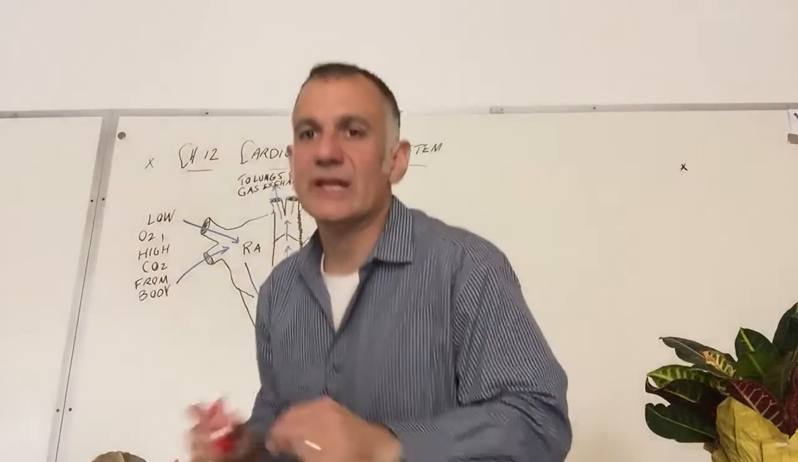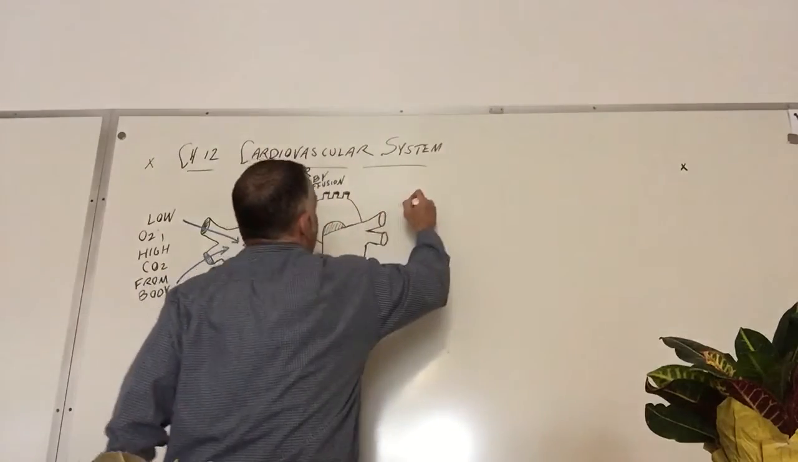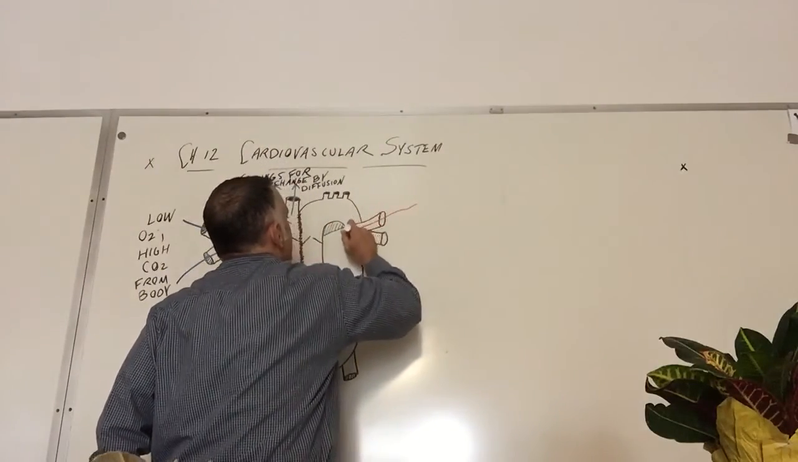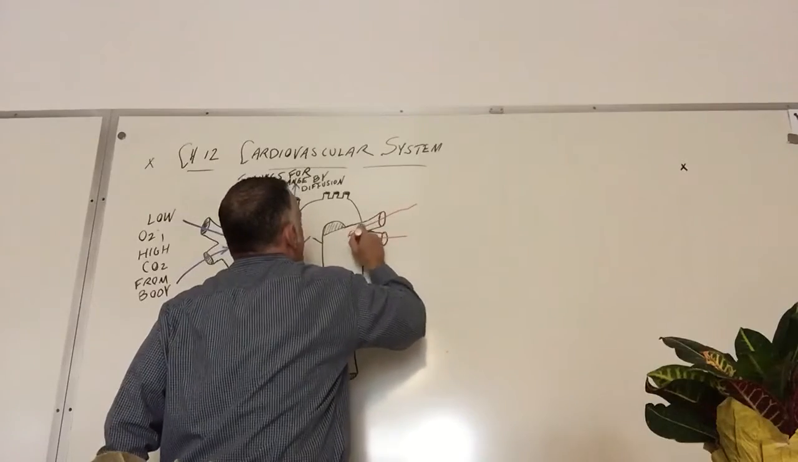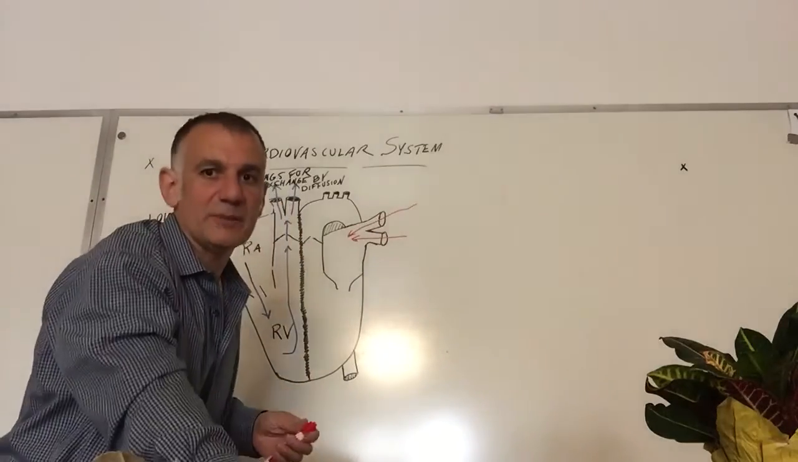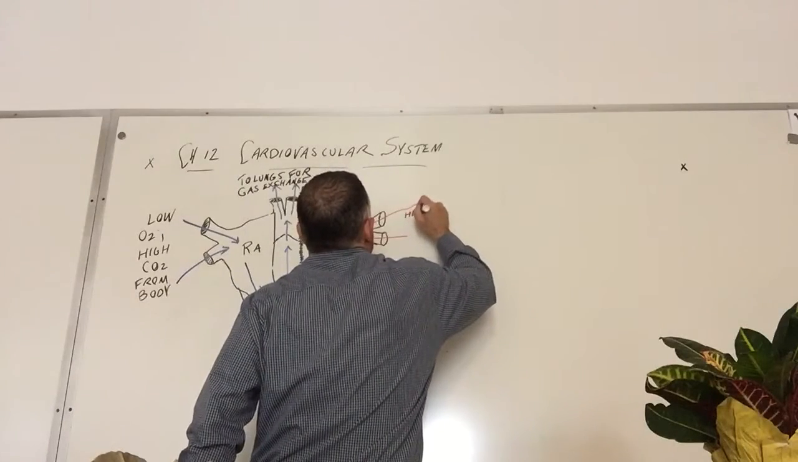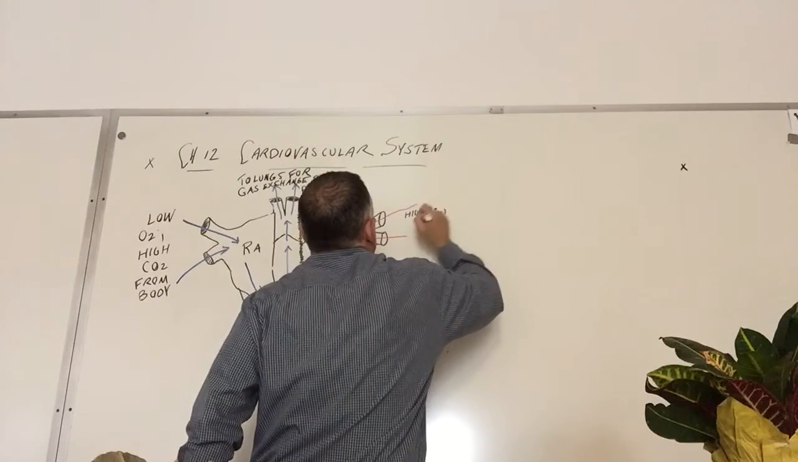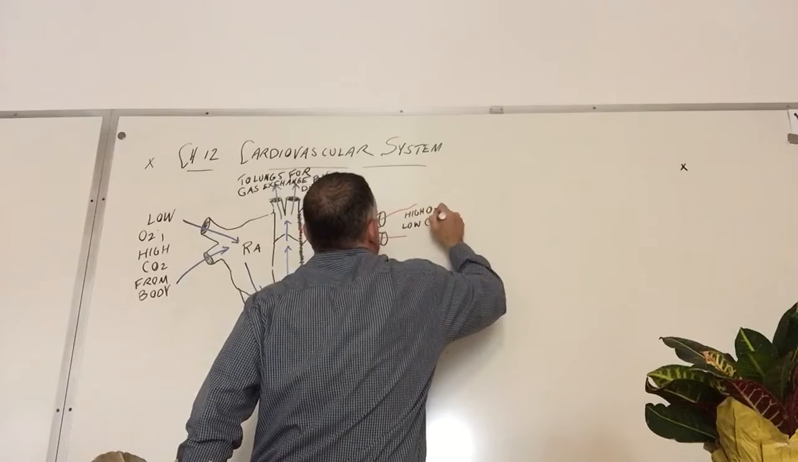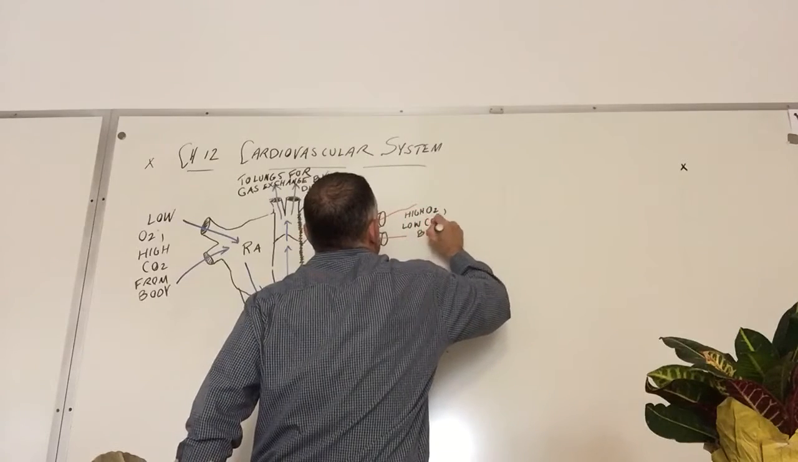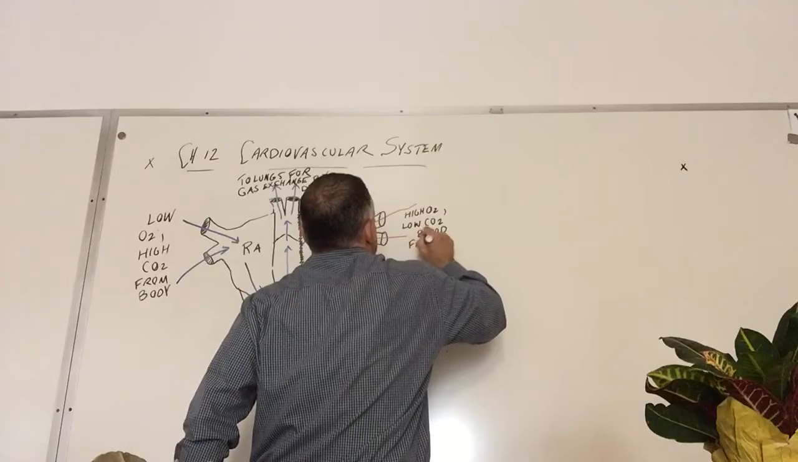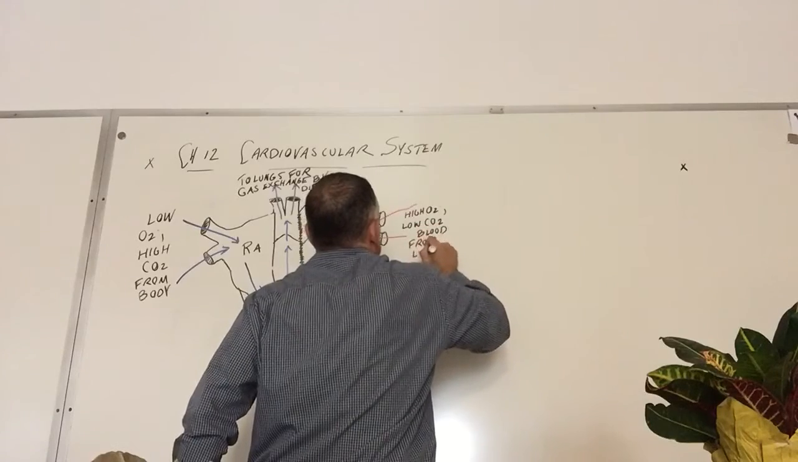And we're going to use a red marker to show that. All right? So what's happening here? We have high O2, low CO2 blood from the lungs.